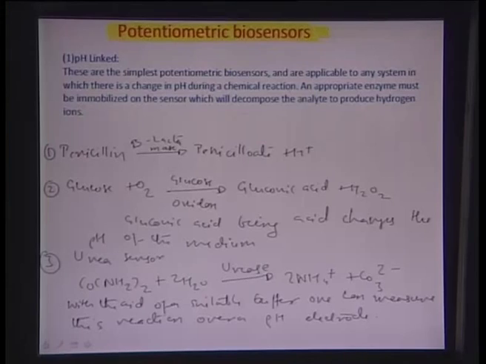So, before doing that, we can define them as the simplest potentiometric electrodes applicable to any system in which there is a change in pH during a chemical reaction. Okay. So, an appropriate enzyme has to be immobilized sometimes onto the sensor, which is also known as the recognition element, if you look at the sensor model which we did earlier, which will decompose the analyte of interest to produce a hydrogen ion, and an increase in the hydrogen ion would mean a reduction in pH, and therefore you can accordingly measure what is the concentration of the analyte which is broken down.